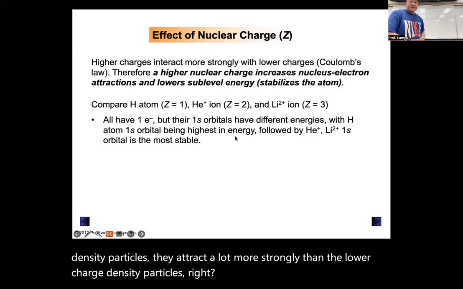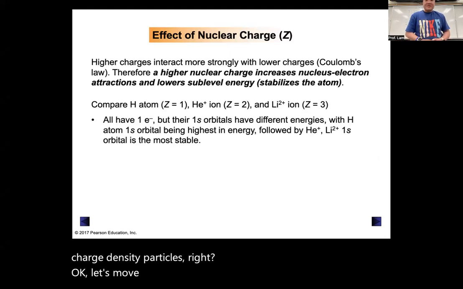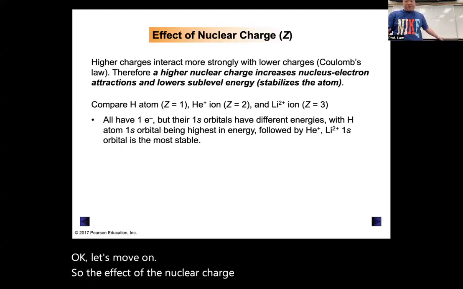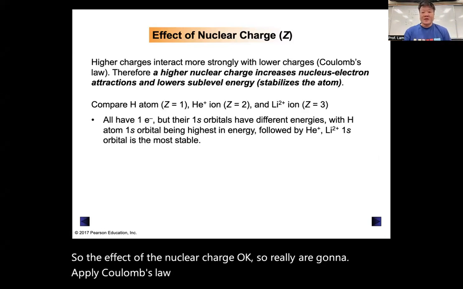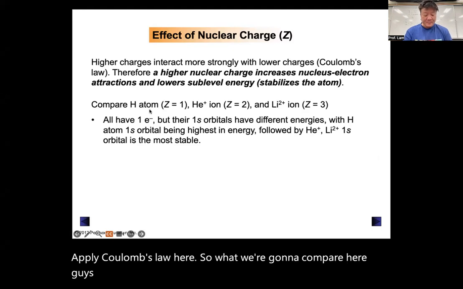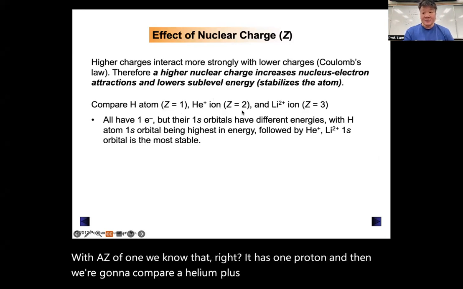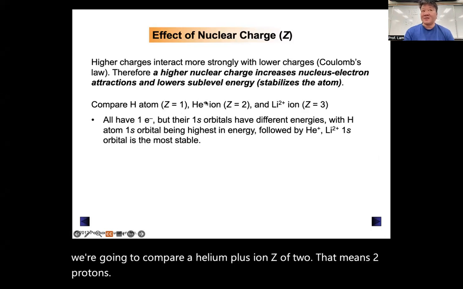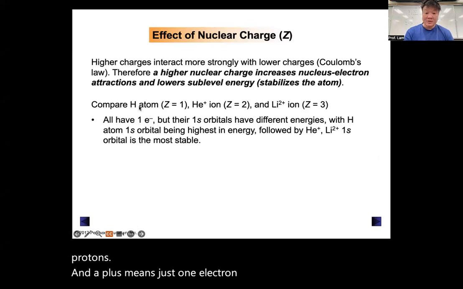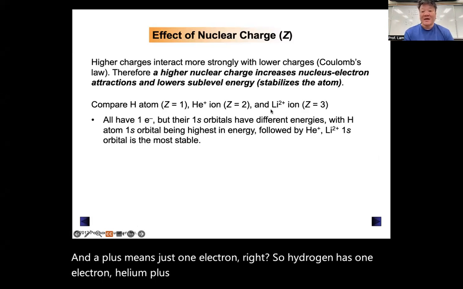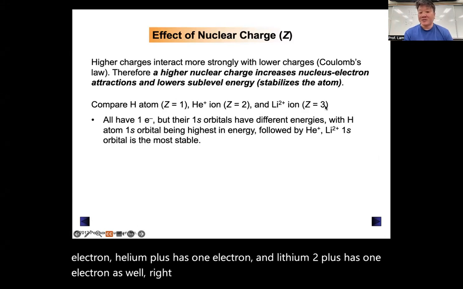Okay, let's move on. So the effect of the nuclear charge. Here we're really going to apply Coulomb's law. What we're going to compare here, guys, is a hydrogen atom with a Z of 1. We know that, right? It has 1 proton. And then we're going to compare a helium plus ion, Z of 2. That means 2 protons, and a plus means just one electron, right? So hydrogen has one electron, helium plus has one electron, and lithium 2 plus has one electron as well, but it has 3 protons.